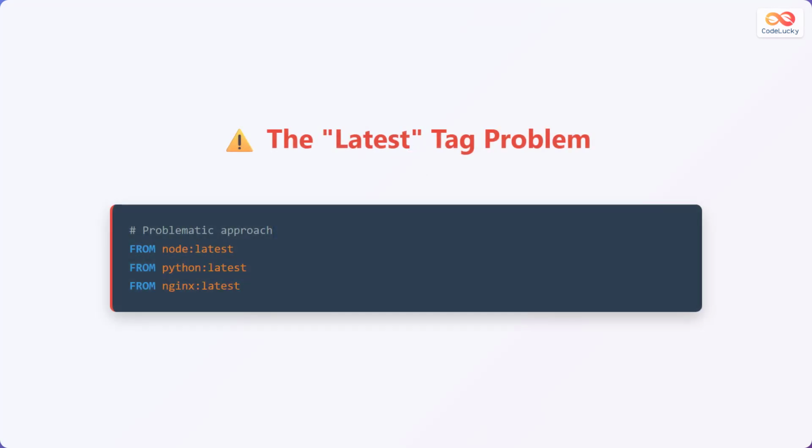The latest tag problem. A problematic approach is using the latest tag. FROM node:latest, FROM python:latest, FROM nginx:latest. Here, you are instructing Docker to always use the image tagged as latest. While this might seem convenient, it can lead to several issues.